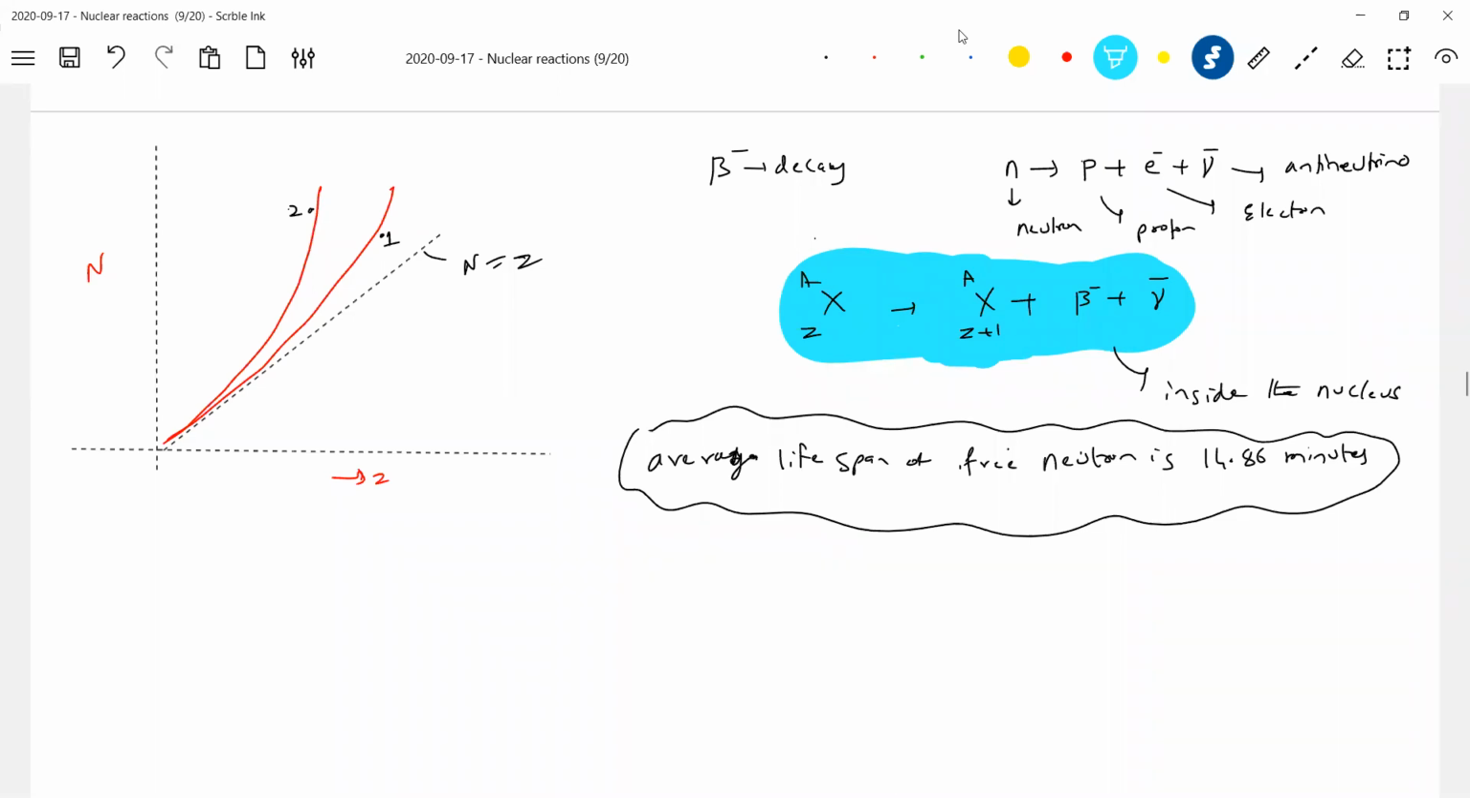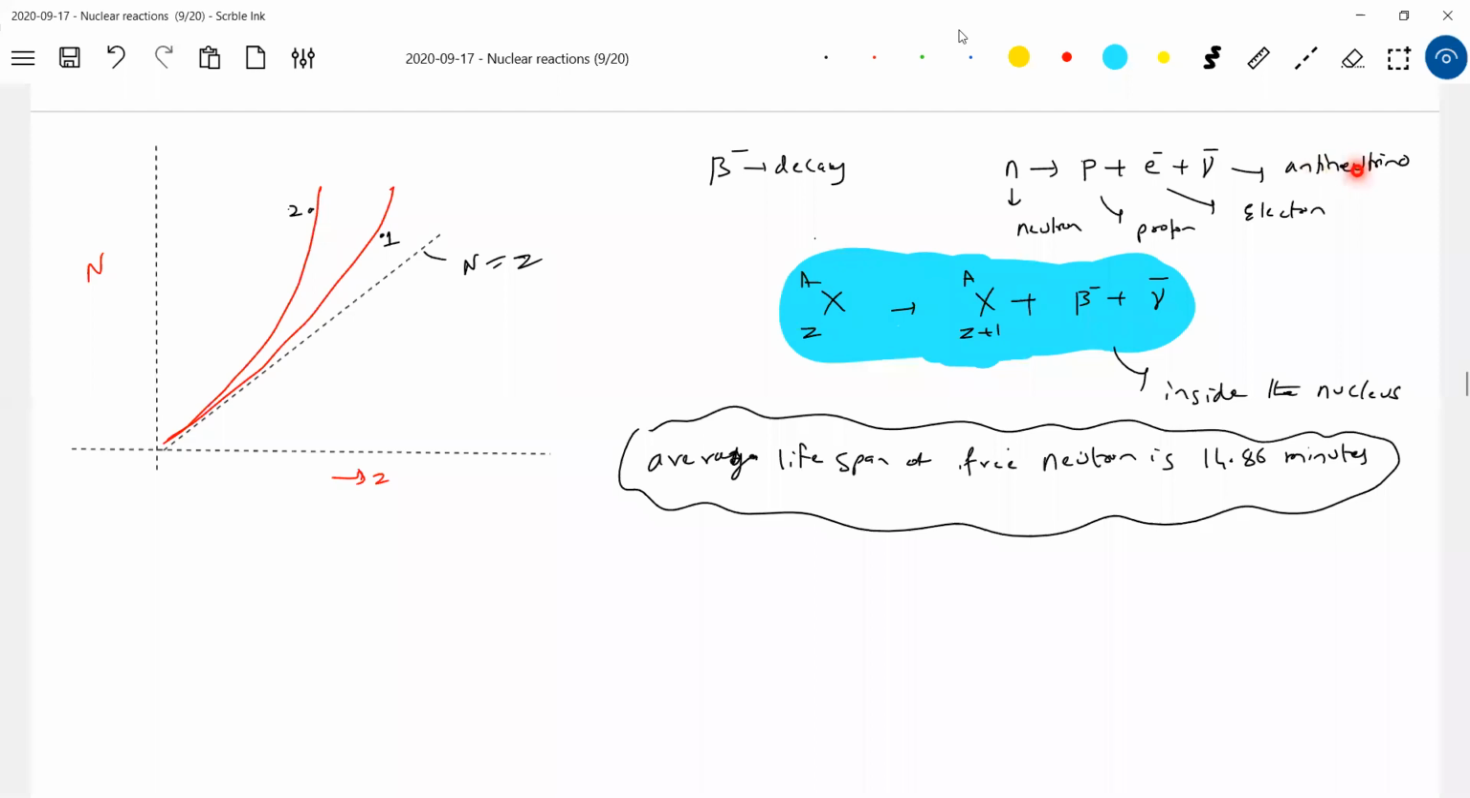Why is this anti-neutrino brought in? To conserve kinetic energy, to conserve momentum, to conserve angular momentum, this anti-neutrino is brought here, and it interacts very weakly with matter. Very weakly interacting means that it covers a distance of around 13 kilometers in a concrete wall before the anti-neutrino interacts with matter.